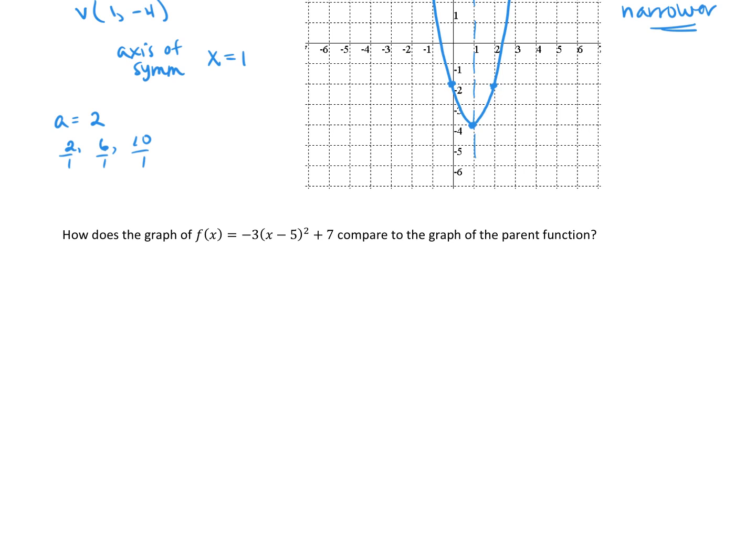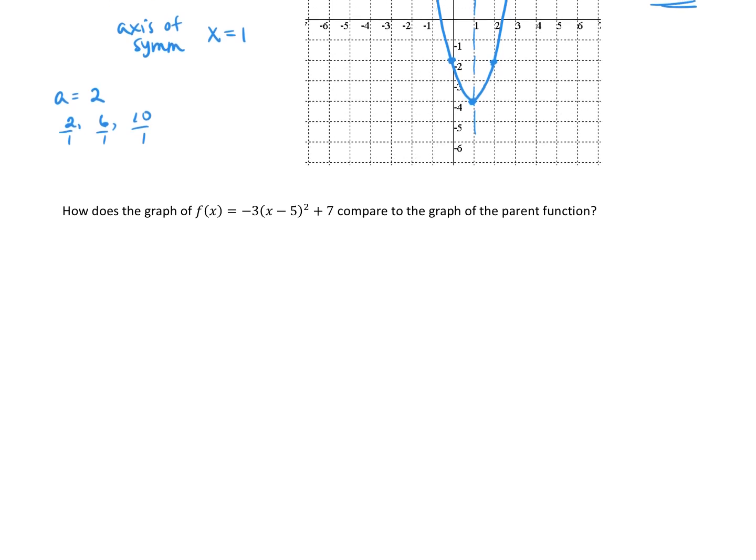All right, let's wrap up this video. Last question. How does the graph of f of x equals negative 3 times x minus 5 squared plus 7 compare to the graph of the parent function? Well, the vertex shifted. We have a vertex in a new spot. The new vertex is going to be x minus 5, so it's going to go to the right 5, so positive 5. That plus 7 on the end is going to move the vertex up 7 units, so the vertex is now at 5, 7.